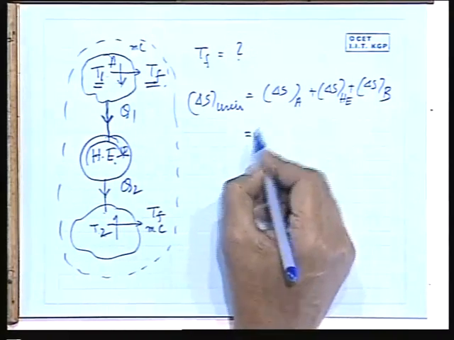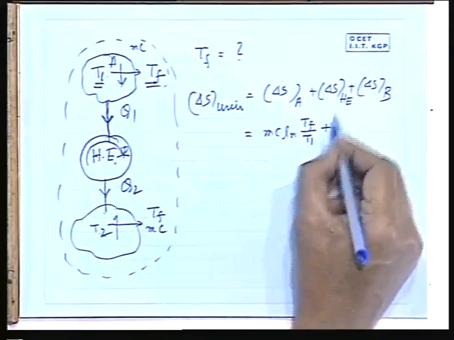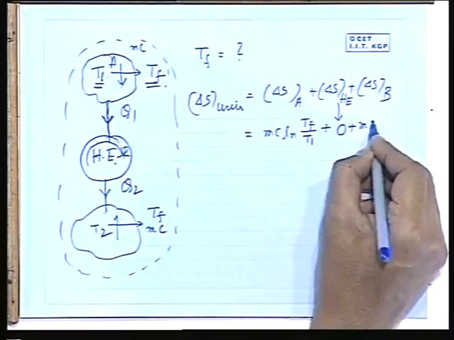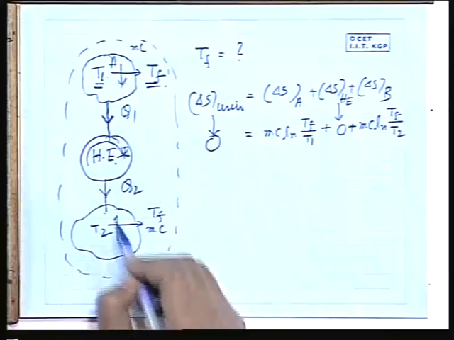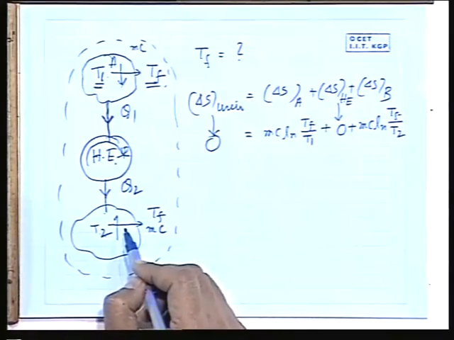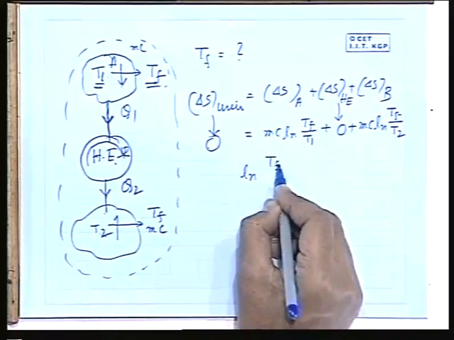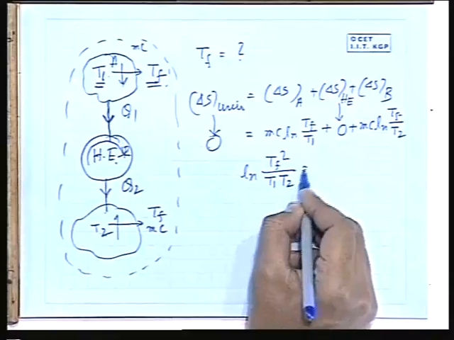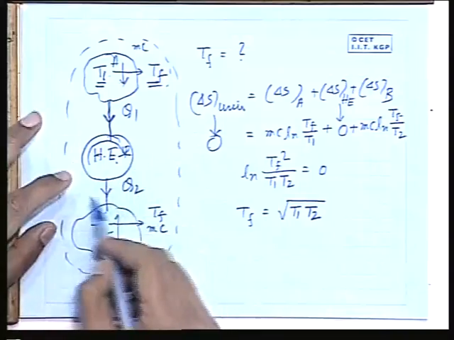In a similar way, we can find delta S A is MC ln Tf by T1, plus, as usual, 0 for the engine, and plus MC ln Tf by T2 for B. And if it is a reversible engine, the total is 0. Otherwise, it is very difficult to find out. If it is a reversible engine, it is 0, which gives ln Tf square by T1 T2 is 0. Then we see an important conclusion: when they are connected by a reversible heat engine, their common temperature, where the process naturally stops, is the geometric mean of the two, provided their heat capacities are the same.